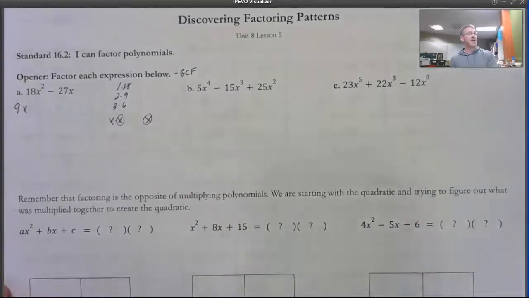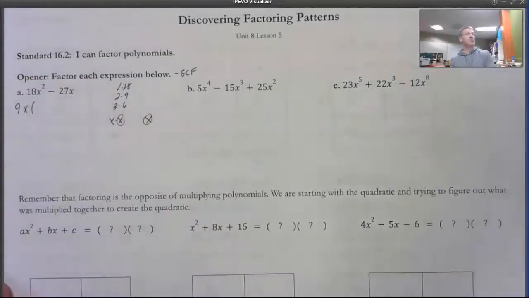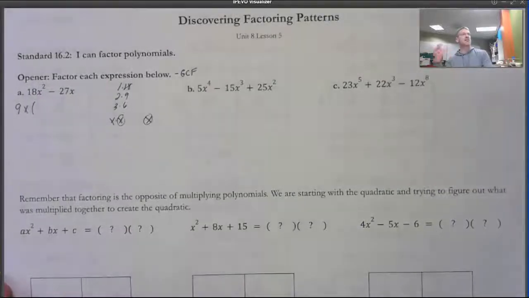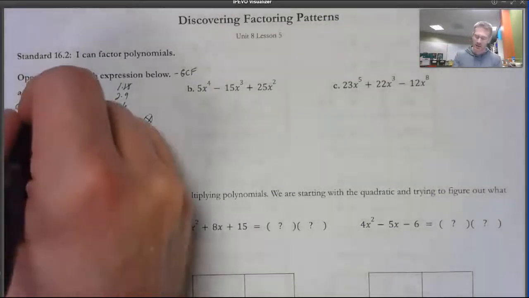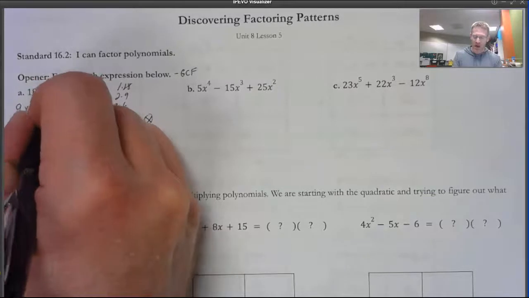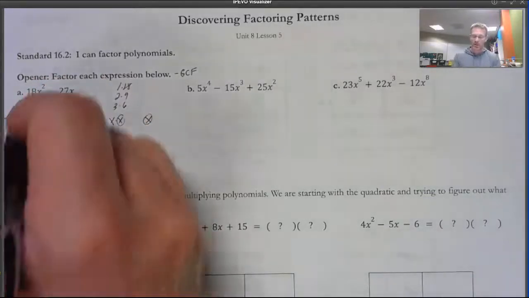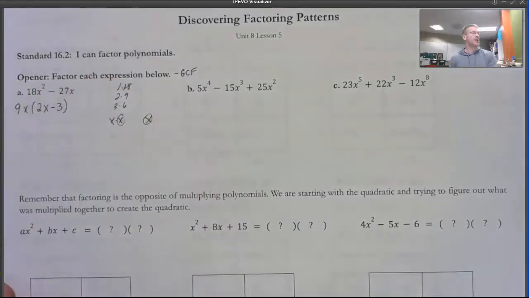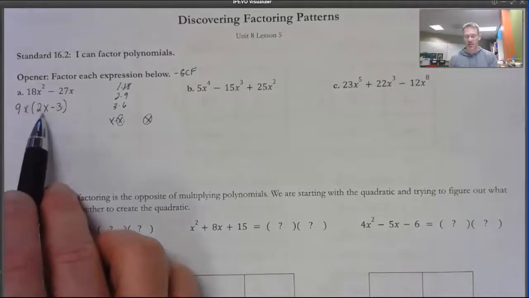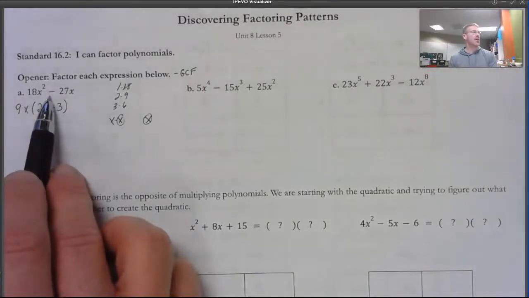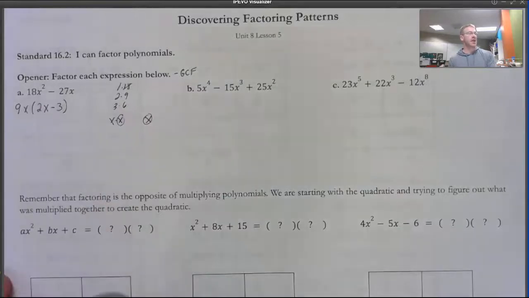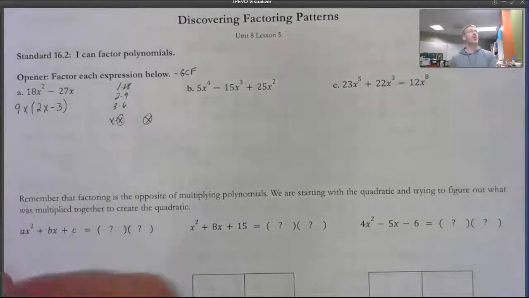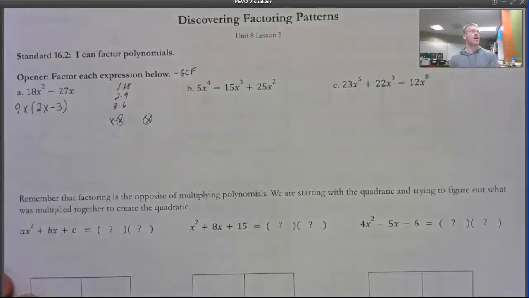Now, if I take a 9x out, remember we're undistributing, which means we're dividing back out. So 18 divided by 9 is 2. I had two x's, I took one out, I have one left. Negative 27 divided by 9 is negative 3. I had one x, I took that x out, and so I have nothing left. So there's our GCF. It's 9x, and then 9x times 2x minus 3 would give me my original expression here. So remember, you always have a fail-safe to check. You always have a fail-safe to check by multiplying back out. It should give you the original thing that you started with.